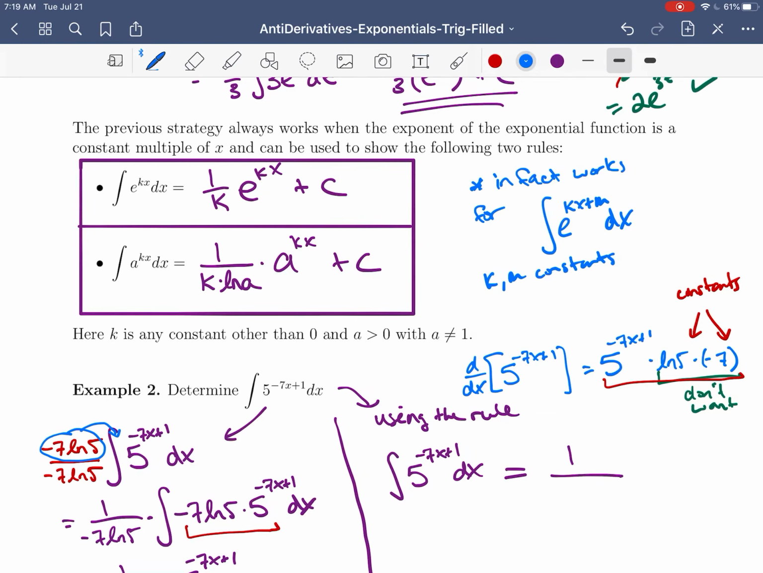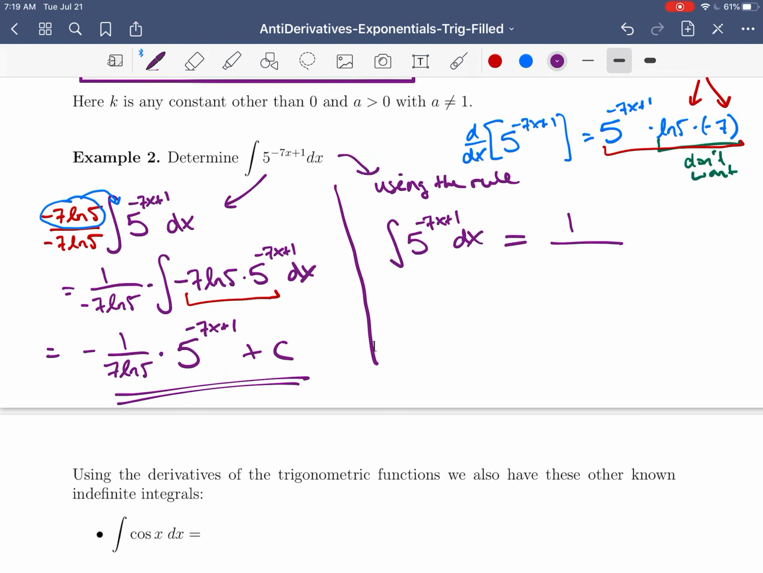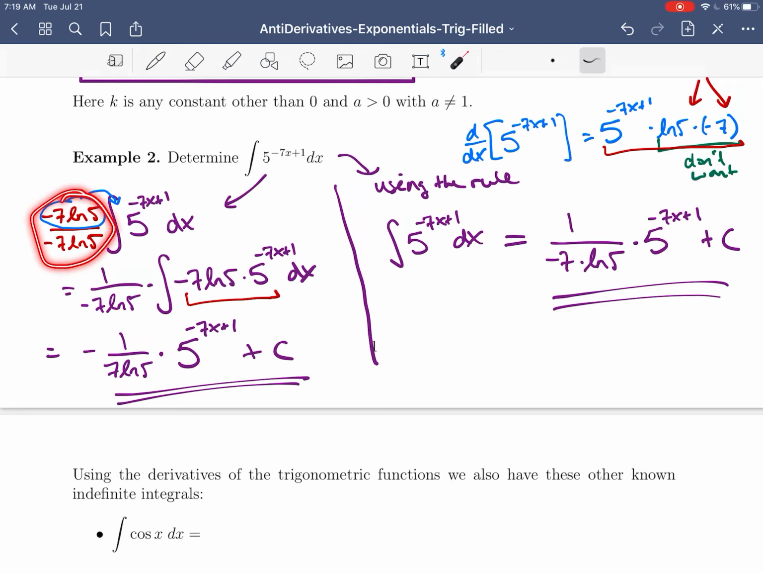If you add the plus m there, it doesn't matter, except that you add it in the exponential as well. So this is going to be 1 over k, so negative 7 ln 5 times the exponential, and then add our c. So that's using the rule. But you can also multiply by this fancy 1 and force the missing piece of your integral or your derivative to be in there, because then you know the antiderivative.